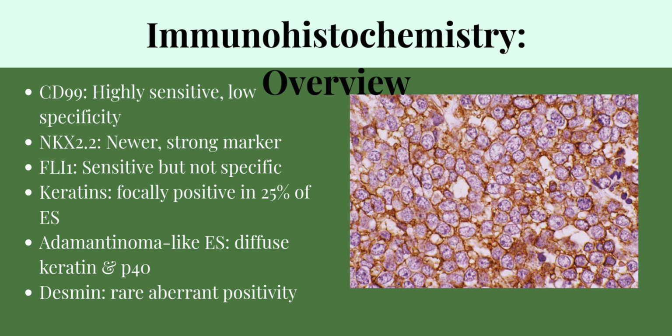About one-fourth of the cases show keratin positivity, typically the lower molecular weight. Adamantinoma-like Ewing sarcoma shows diffuse keratin and P40 positivity. And rarely, Ewing sarcoma may express desmin also, but it lacks MyoD1 and myogenin, which differentiates it from rhabdomyosarcoma.